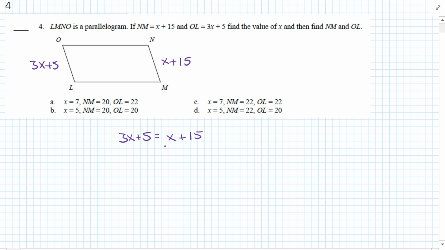Isolate the x's, so subtract the x from each side, so we're going to get 2x plus 5 equals 15. Isolate the x some more, so subtract 5, so we're going to get 2x is equal to 10. Divide everything by 2, so x equals 5. So the side lengths must be 20. So x equals 5 and both sides are 20. Answer is B.